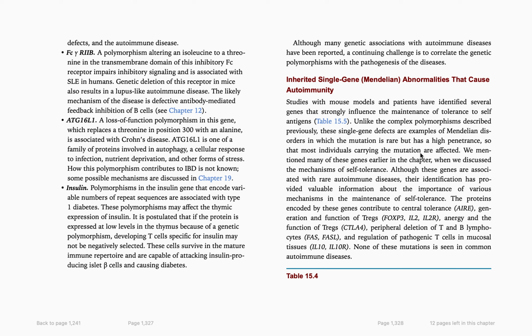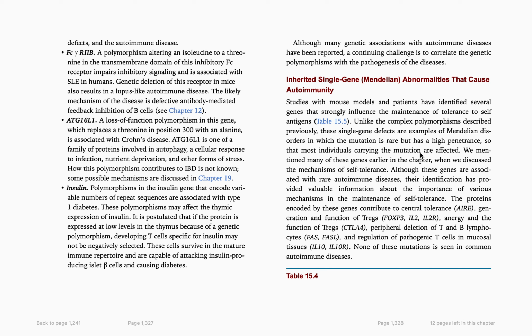Insulin. Polymorphisms in the insulin gene that encode variable numbers of repeat sequences are associated with type 1 diabetes. This polymorphism may affect the thymic expression of insulin. It is postulated that if the protein is expressed at low levels in the thymus because of genetic polymorphism, developing T cells specific for insulin may not be negatively selected. These cells survive in the mature immune repertoire and are capable of attacking insulin-producing islet beta cells and causing diabetes.